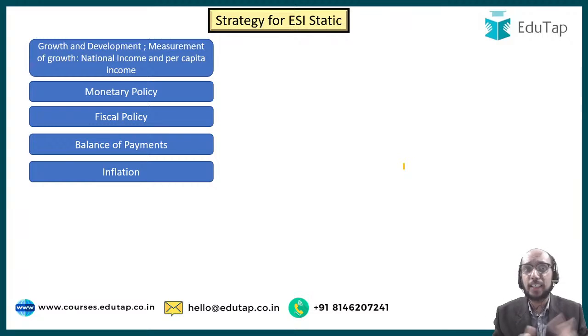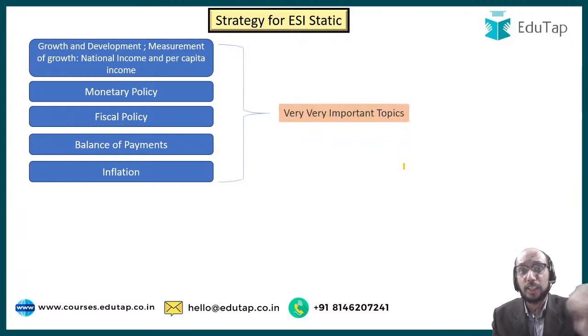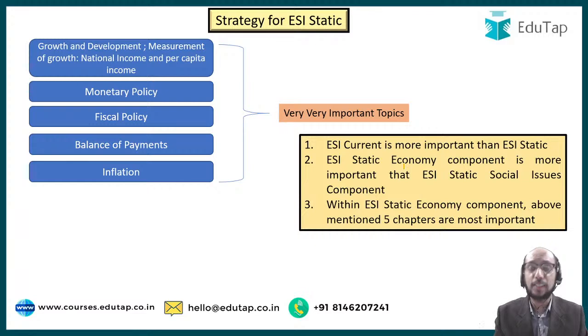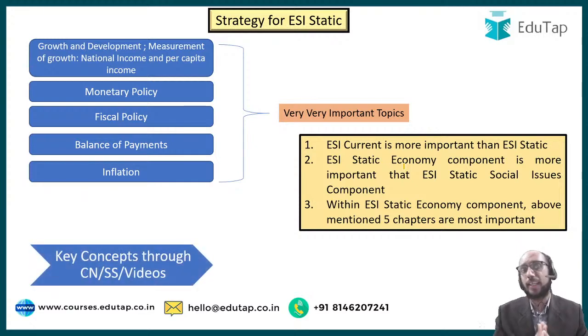Coming to ESI static, I have already told you these 5 chapters are important. Take a screenshot. Very, very important topics. Remember that so far as objective is concerned, ESI current is more important than static. ESI static ke economy chapters are more important than ESI static ke social chapters. And within ESI static economy chapters also, 5 chapters are most important. What are those 5 chapters? I have told you that these are the 5 chapters. Please have this prioritization right so far as ESI static objective is concerned. Having this kind of clarity of thought will help you in the examination.